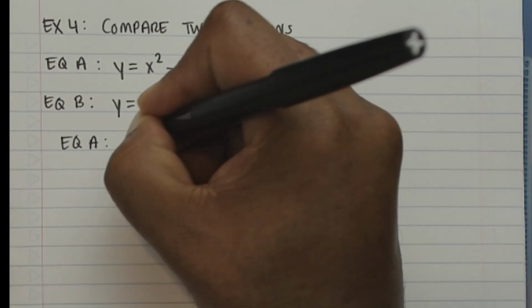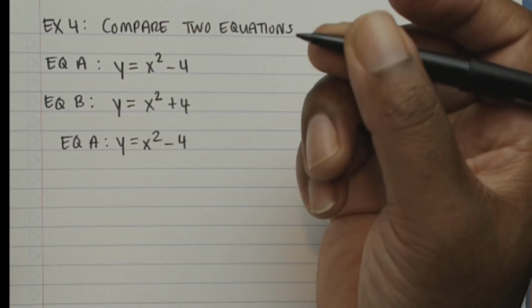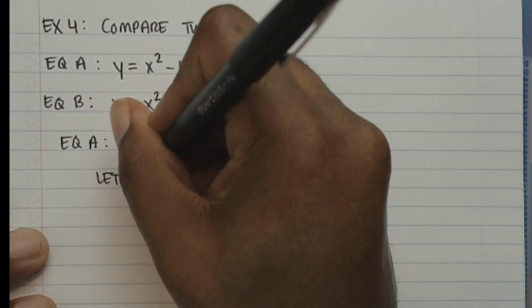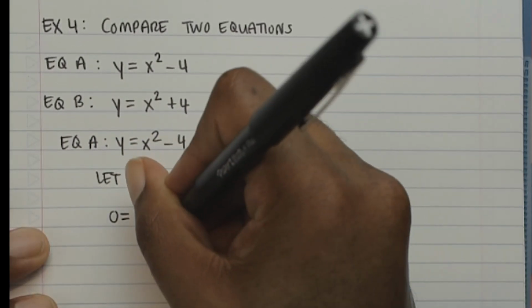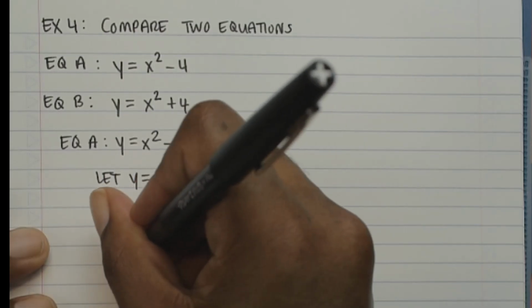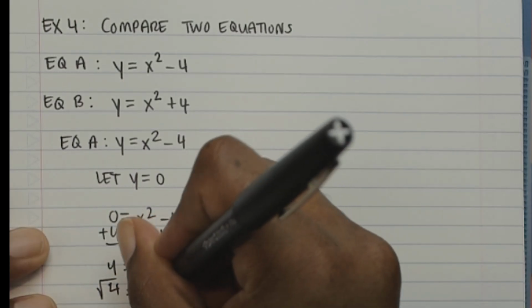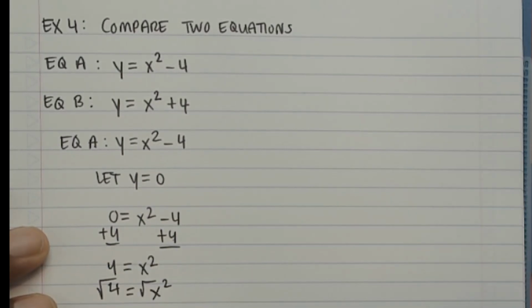So equation A is y equals x squared minus 4, and we want to find the x-intercept. So we let y equal 0. So we have 0 equals x squared minus 4. Add 4 to both sides. 4 equals x squared. Take the root of both sides: plus or minus 2 equals x.